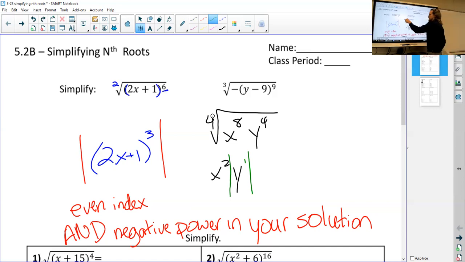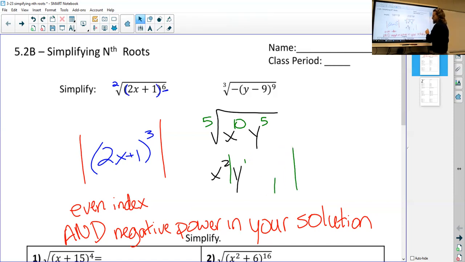If this was a 5 and this was 10 and 5, right? We would still have the same answer down here, but we would no longer need the absolute value because we started off with an odd index, okay? So definitely make sure you have this rule. You're thinking about that as you're answering your questions.